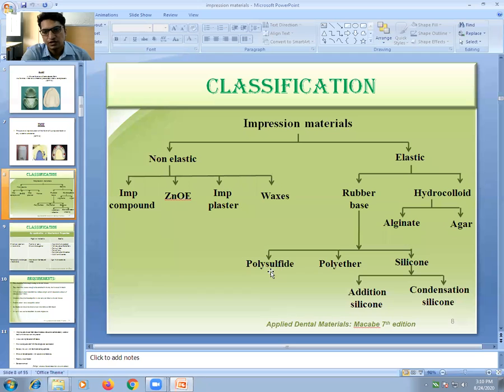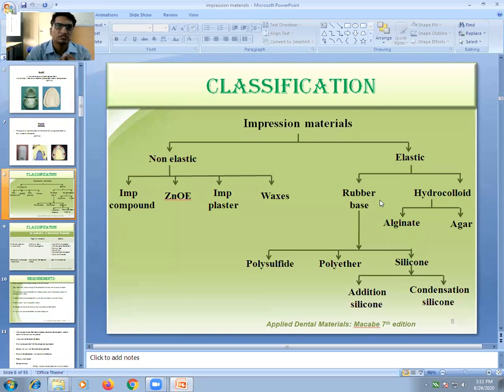In rubber base we have polysulfide, polyether, and silicones. In silicones we have addition silicone and condensation silicone. In hydrocolloids we have alginate and agar. All of you getting it?